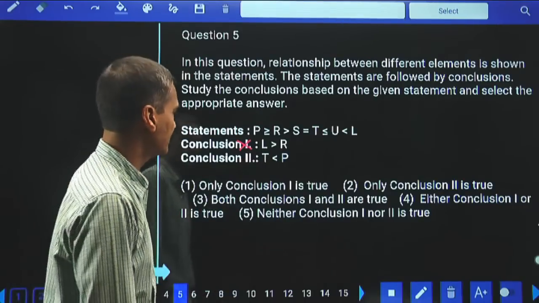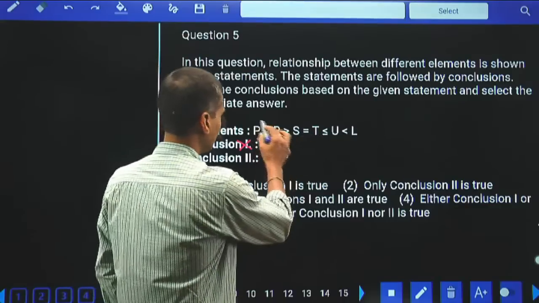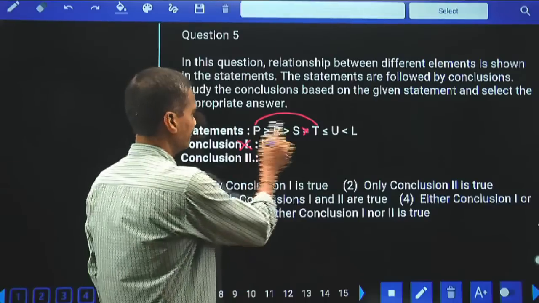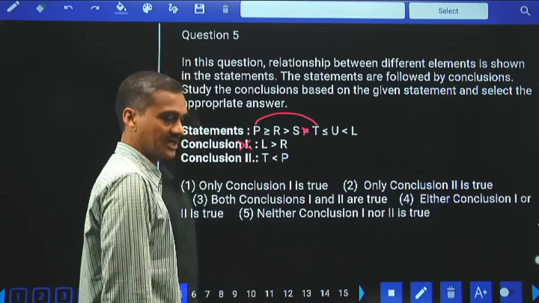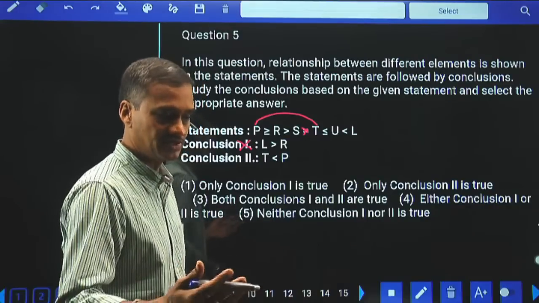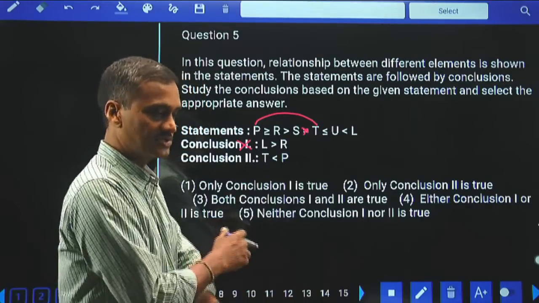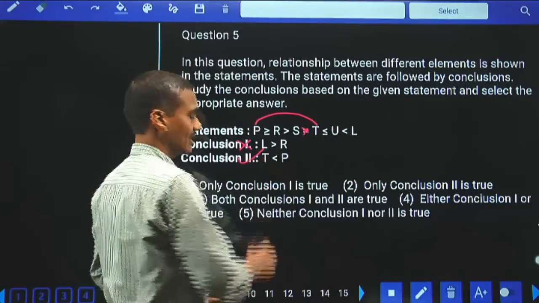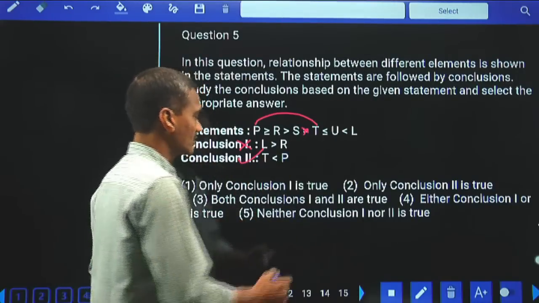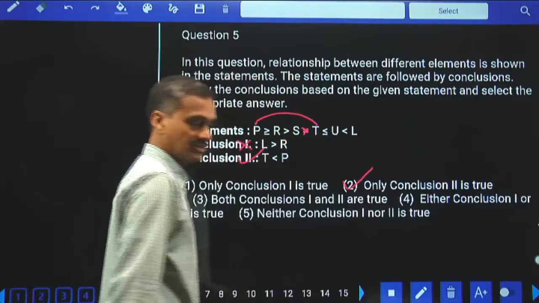Then coming to the second, T and P. Now between P and T, forget about this symbol equals to. Then between P and T, tell me which symbol is common here. Greater is common. Hence P greater than T is true. If P greater than T is true, then in the reverse T lesser than P will also be true. Will always be true. Hence what is your answer? Only conclusion 2 is true. Only conclusion 2, that is given in choice 2, question number 1.